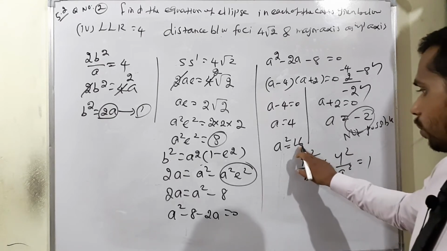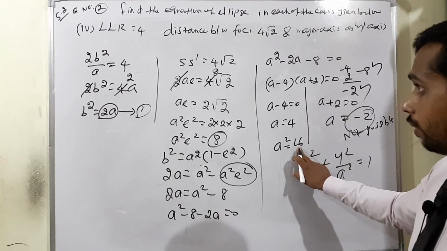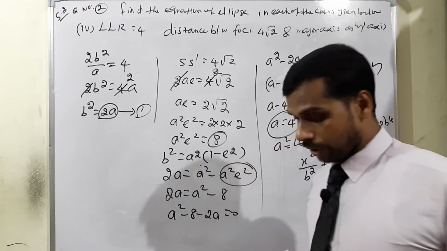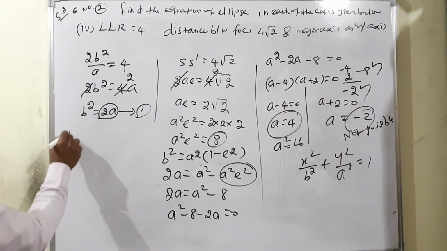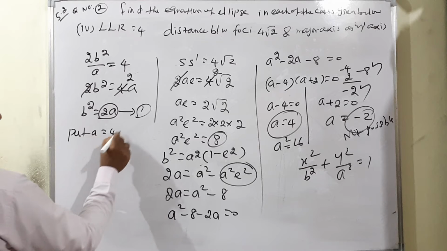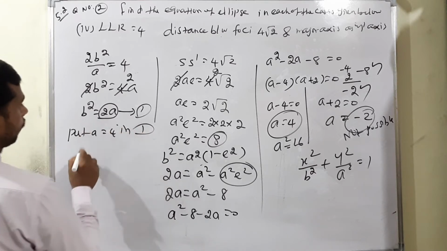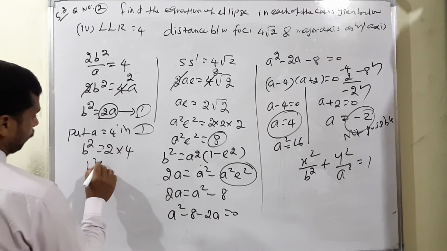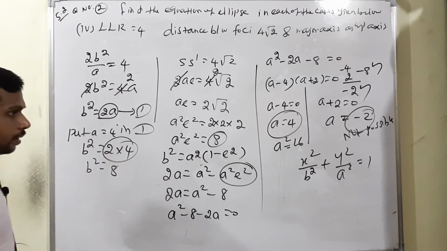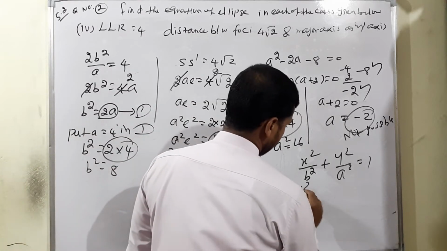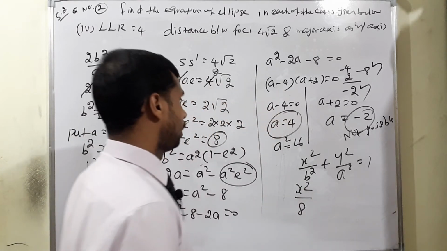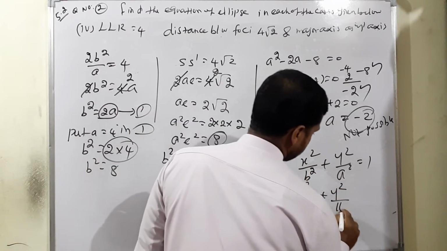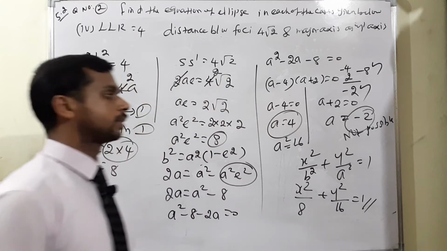Check it there. a square is equal to 16. b square is equal to what is the value? Sorry my dear, I didn't substitute. We already know, put a is equal to 4 in equation number 1. Therefore b square is equal to 2 into 4, which is 8. Now we can write x square by 8 plus y square by 16 is equal to 1. This is the answer for subdivision 4.